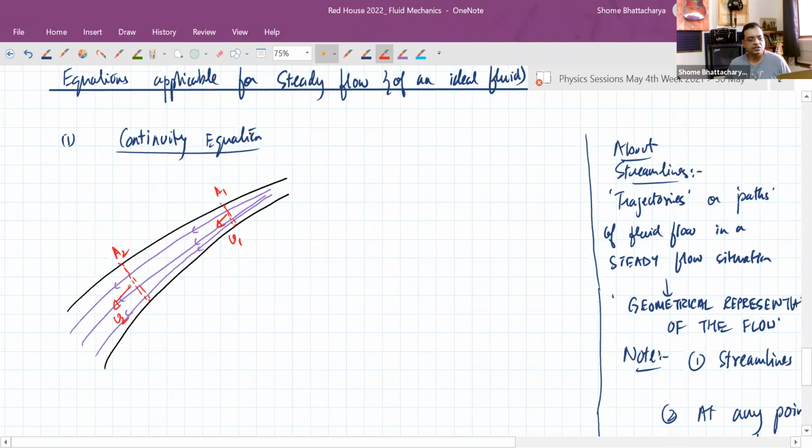Now from our earlier understanding of streamline motion, we have understood that the velocity of flow at each cross section will be constant. So all through time, any fluid particle passing through this cross section of area A1 will have this velocity V1. And similarly, at any point of time, any fluid element passing through this one will have a velocity V2. So now if you consider the section of the pipe between the two cross sections shown.